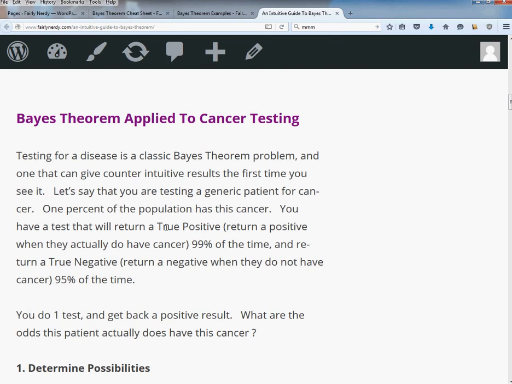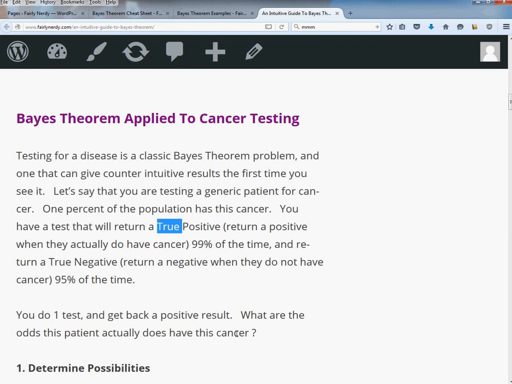And then you have a test which will return a true positive, so it will return a positive if they actually do have cancer, 99% of the time, and it will return a true negative 95% of the time. So 1% of the time it will return a false negative, and 5% of the time it will return a false positive. So you take your random patient, do the test, and you get back a positive result. What are the odds that this patient actually has cancer?